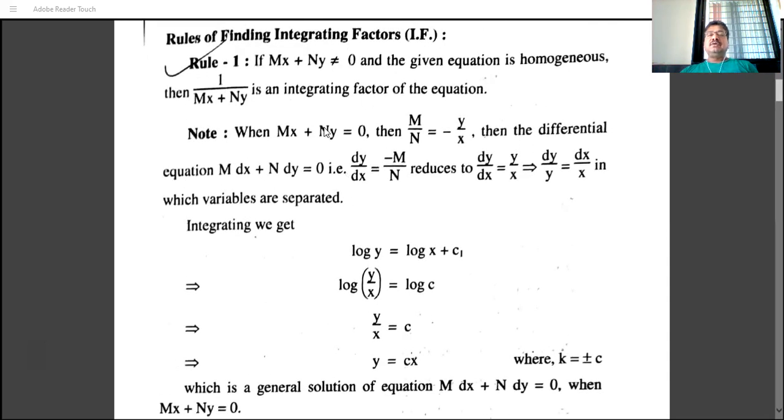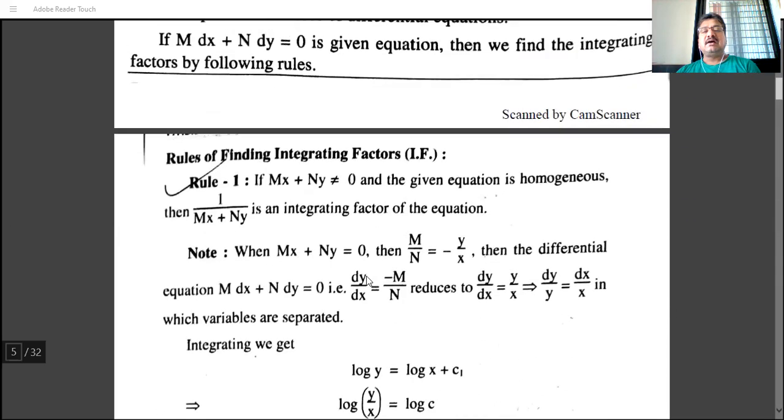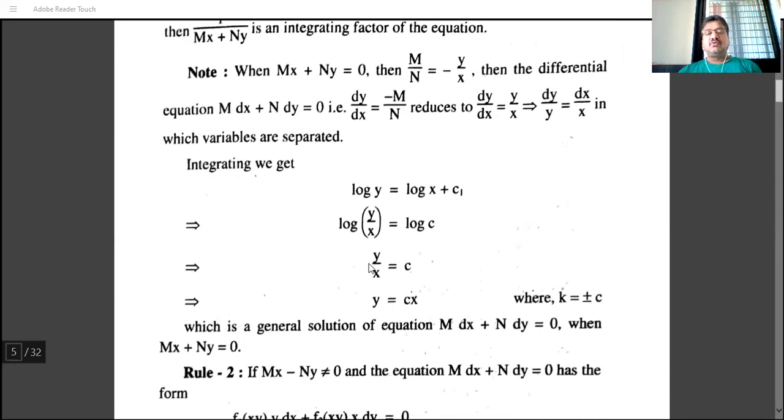So this rule gives a second, alternative method to obtain the solution of a homogeneous differential equation by finding the integrating factor. Just find Mx + Ny, which is not equal to 0, then we apply this method, okay? And if Mx + Ny is equal to 0, then we have the solution by using the variable separable method. So this rule gives the second, alternative method to obtain the solution of a homogeneous differential equation.